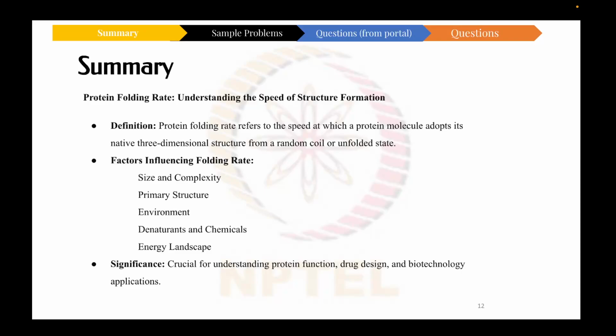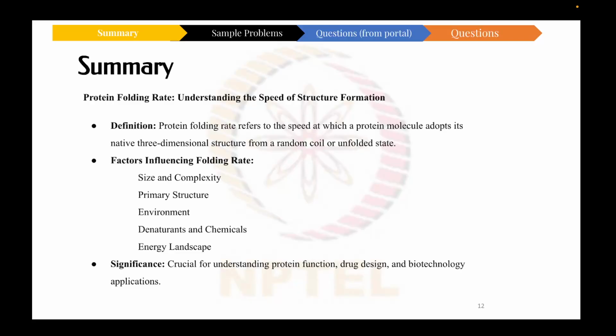Then we have chaperone proteins. Molecular chaperones assist in protein folding by preventing misfolding and aiding in the correct folding pathway. These chaperones can enhance the folding rate by stabilizing intermediate structures and preventing aggregation. Then we have denaturants. Certain denaturing agents or chemicals can disrupt the protein structure and slow down the folding process. Conversely, some additives or stabilizing agents may accelerate folding by providing favorable conditions or stabilizing intermediates.